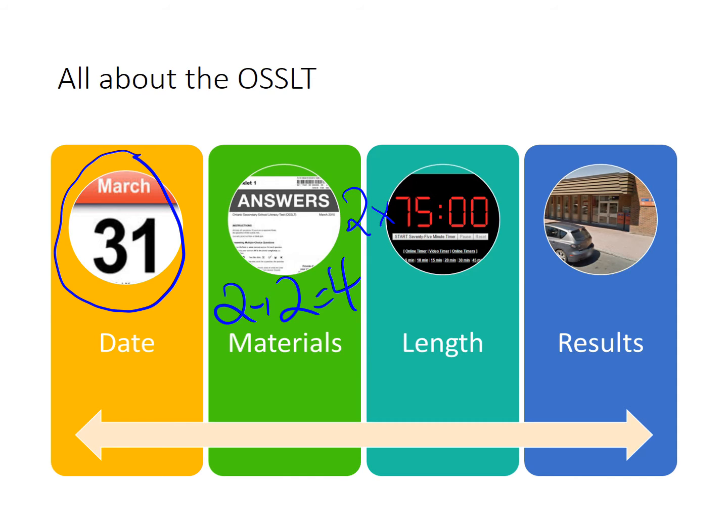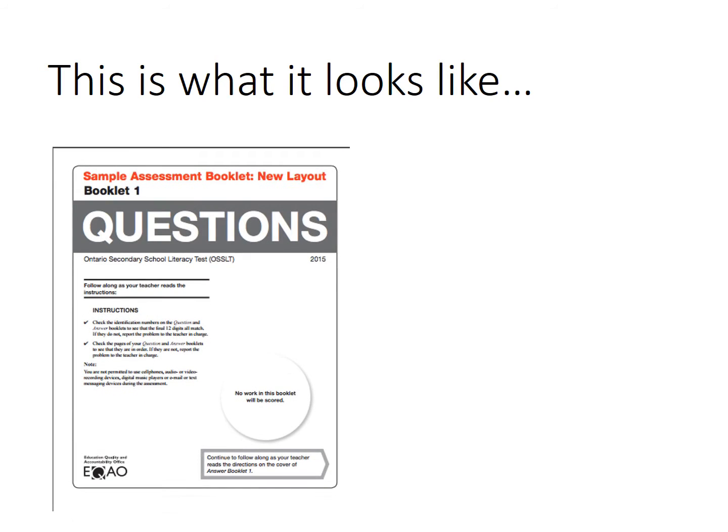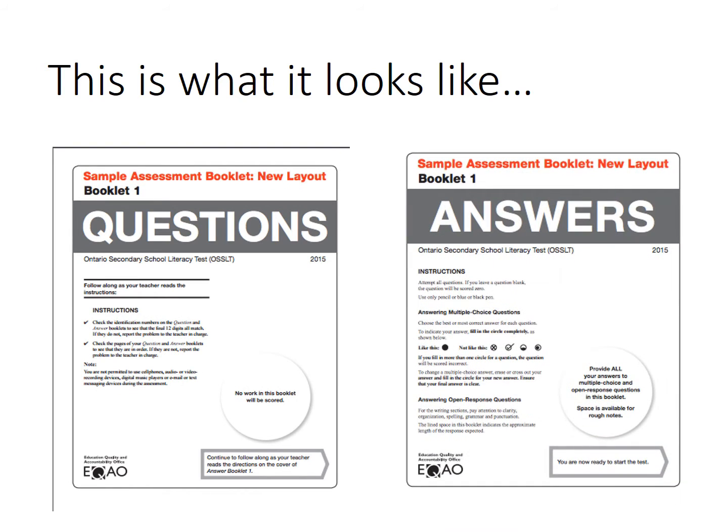The final thing is, when do you find out whether or not you passed? Well, sometime in May or June, EQAO will mail out your results to you that will tell you whether or not you got the OSSLT this year. Just to give you an idea of what the test looks like, there's the question book and the answer book for section 1 from a sample. It looked exactly like this last year.